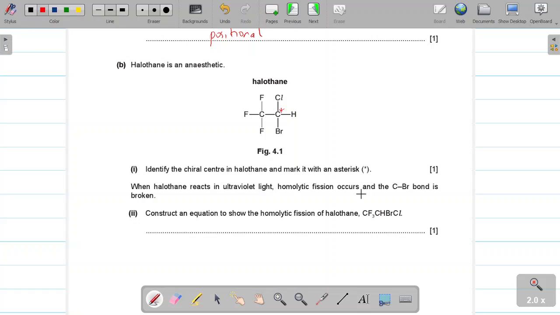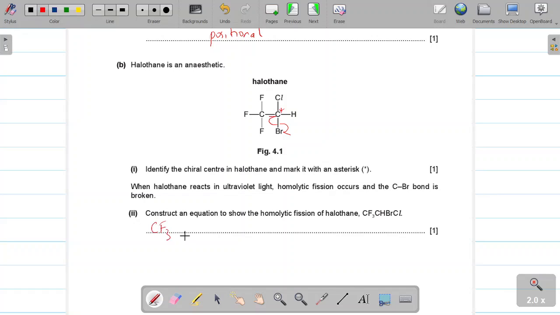When halothane reacts in ultraviolet light, homolytic fission occurs and the C-Br bond is broken. Construct an equation to show the homolytic fission of halothane. So what they are saying is this bond, the C-Br bond, is going to break homolytically. So mechanistically, we would see something like this. And what we are going to get in this process is the formation of 2 radicals. Homolytic fission results in the formation of radical species.